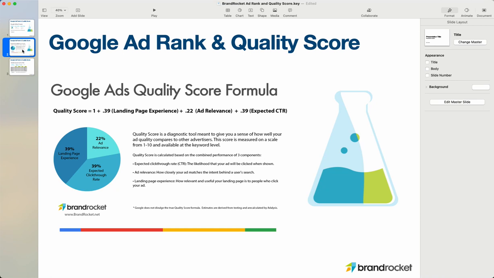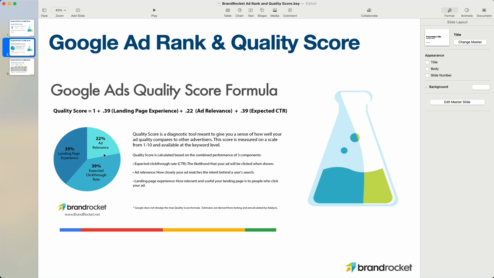But a lot of testing has been done by various entities, so we have a pretty good idea of what comprises the quality score. Just roughly looking at it in a pie graph, about 40%, we'll just call it, is landing page experience. Another 40% is expected click-through rate. And then roughly 22% or so is ad relevance. All right, so this is where we start.